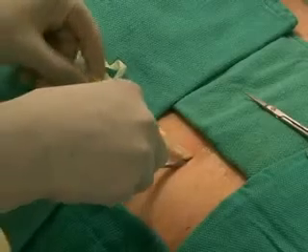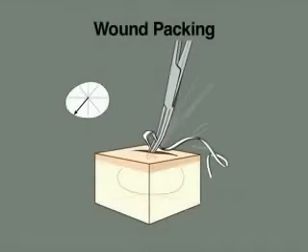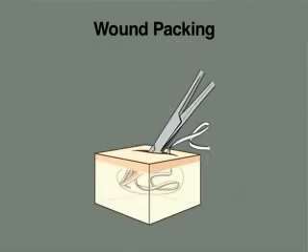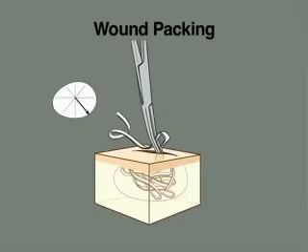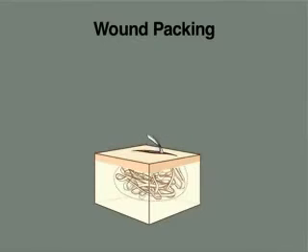Using wound packing material, such as 1/4 inch or 1/2 inch packing strips, gently pack the abscess by starting in one quadrant and gradually working around the entire cavity. Place sufficient packing to keep the walls of the abscess separated and to allow further drainage of infected debris.